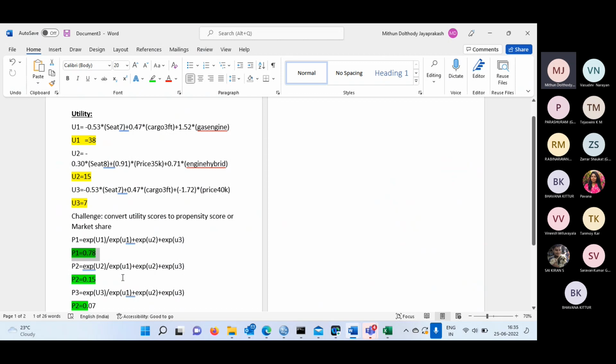Higher the market share, you'll have more confidence to recommend to your marketing team, saying, please boss, manufacture these vehicles because these are the ones which are getting a high market share. Be very careful about the 7-seater, 3 feet cargo, price 40, because the market share will be very low. That's a problem. So these are the insights that you can generate.